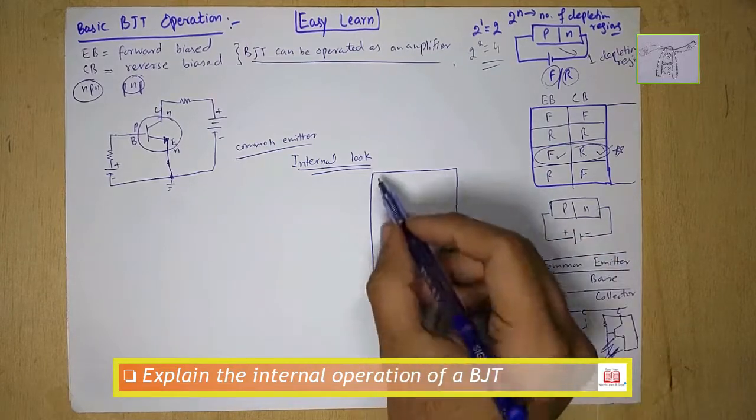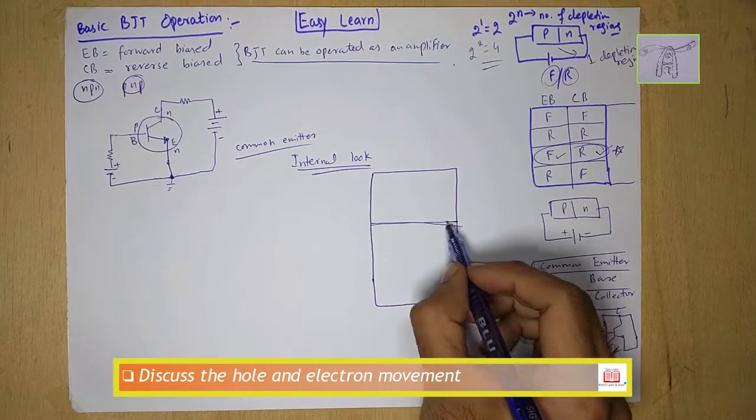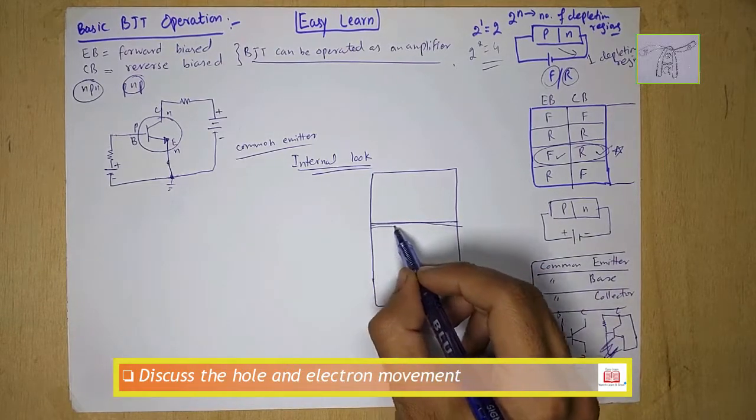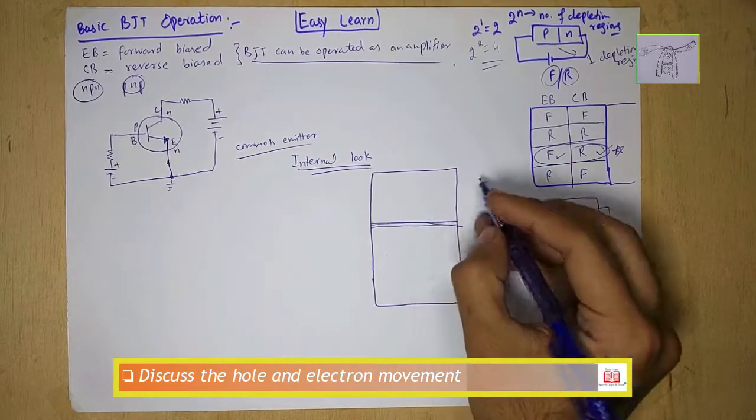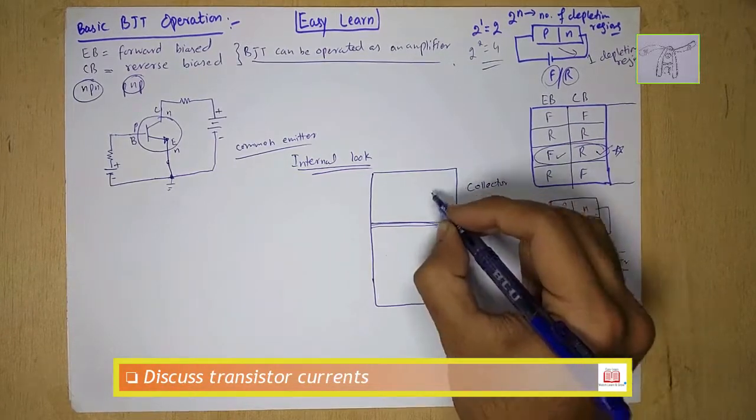This is the basic structure. This is a straight line. I'm sorry. This is your collector.